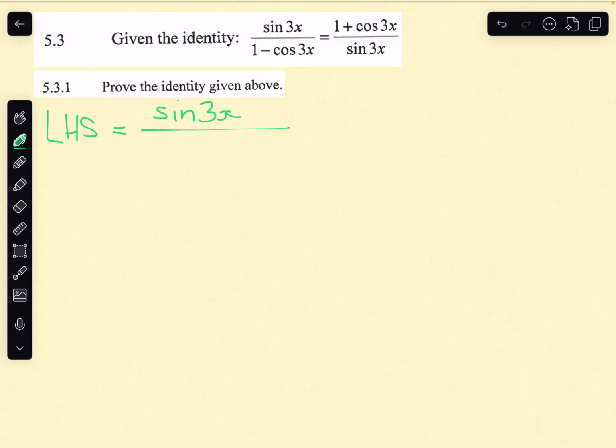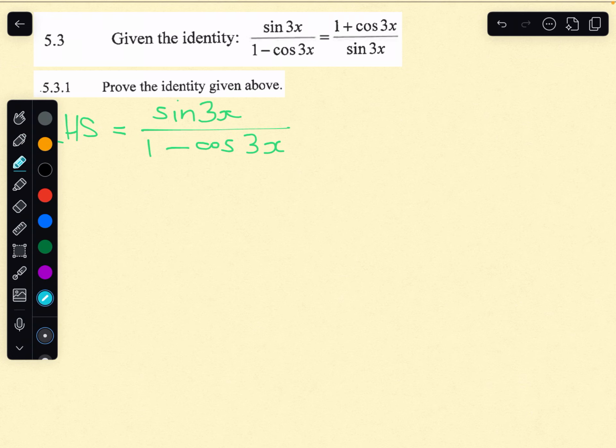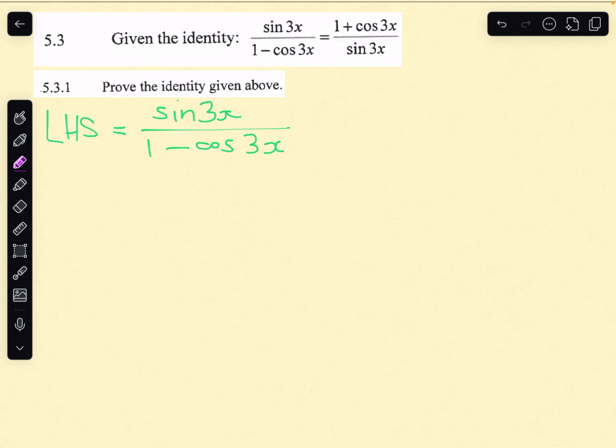Right. So we have sine 3x. This is what's happening on the left-hand side. This is one of those identities where it doesn't really matter which side you start with because they're at an equal level of difficulty. So we're timesing top and bottom by the conjugate so that we create a difference of squares down here. Do you see what the difference of squares is going to be? It's going to be 1 minus cos squared 3x. And we know that sine squared 3x plus cos squared 3x would be equal to 1. So that's what we're trying to go for there.